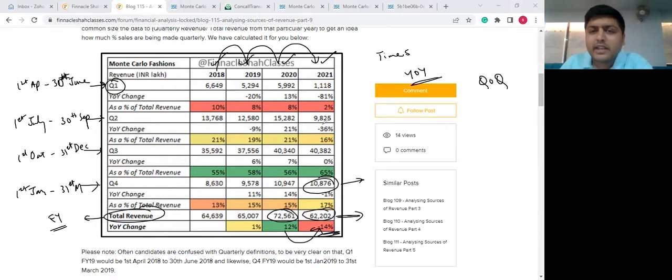Now, if you see, in case of Monte Carlo, this business, we'll see that only 2% of revenues are generated in the first quarter. And how did I get this 2%?